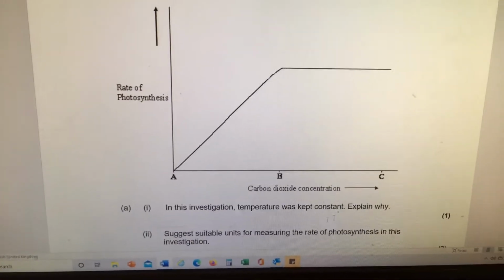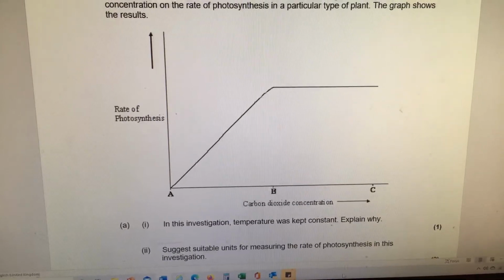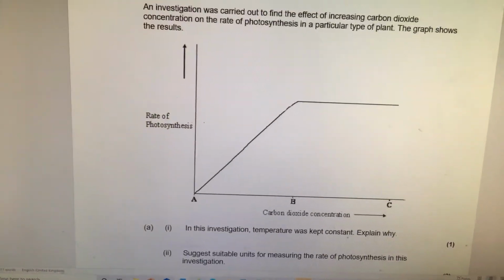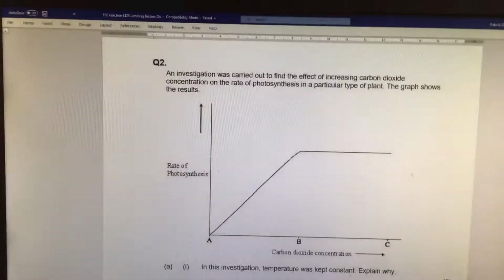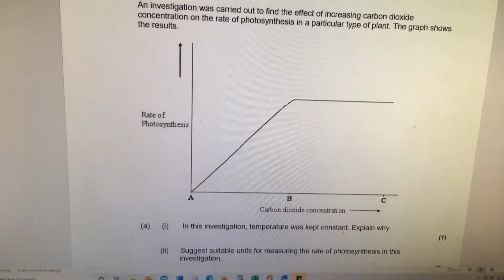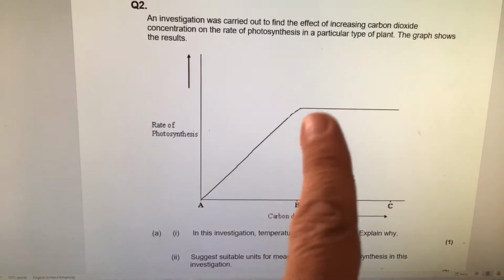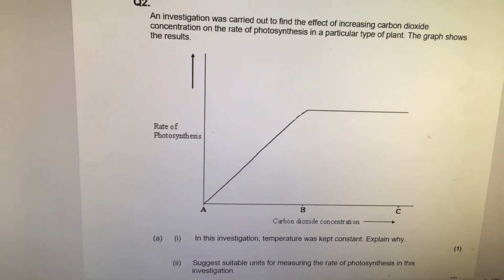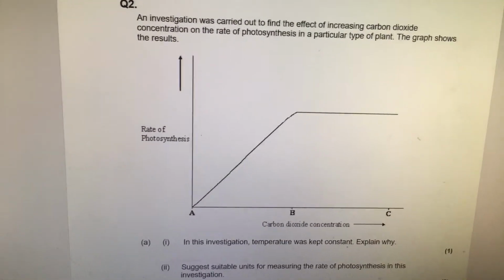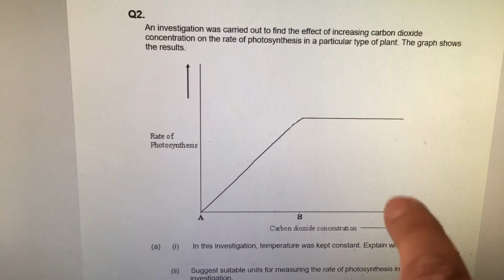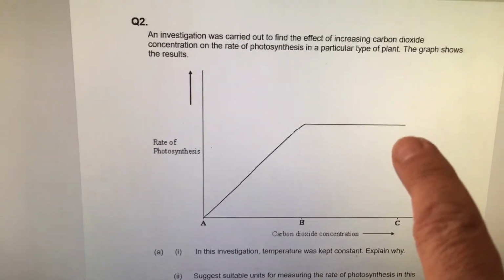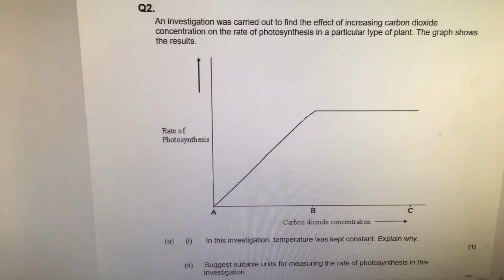simply means this: if you've got no carbon dioxide at point A over there, then there'll be no photosynthesis. The rate of photosynthesis is 0. If you increase the carbon dioxide concentration bit by bit, what you'll get is more photosynthesis, but then a point is reached whereby increasing the carbon dioxide even more in concentration won't actually increase the rate at all.